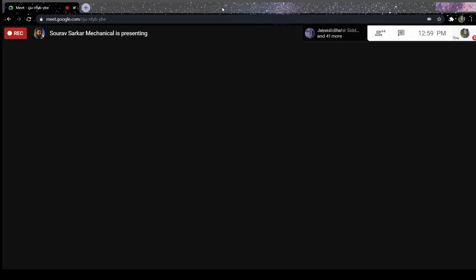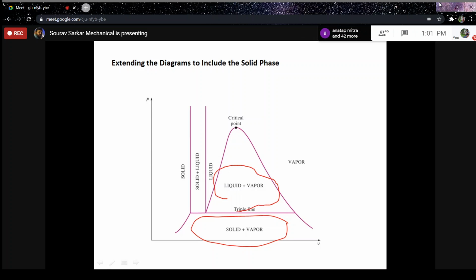So there will be a line at a certain pressure. You see, this zone is completely the solid-vapor zone. This zone is the liquid-vapor zone. Below this line, solid and vapor can exist simultaneously. Above this line, liquid and vapor can exist simultaneously.